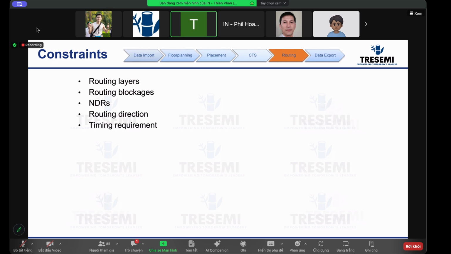Okay, so the next one, we talk about the constraints. So what are to be considered as the routing constraints, right? So certainly the routing layers, right? So we can tell the router how many layers. We can add in the routing blockages, right?